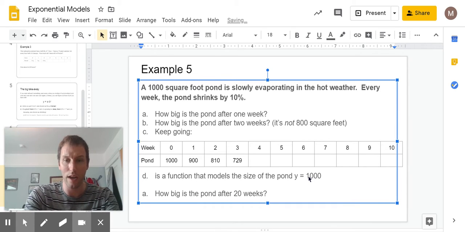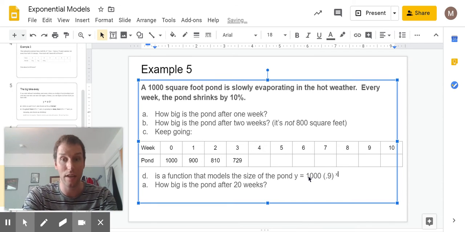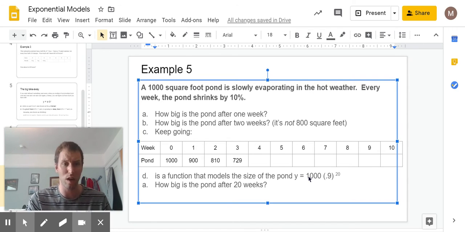times 0.9, the power of however many weeks have gone by. X in general, or 10 if I want to make it 10 weeks, or, well, what is it after 20 weeks? I mean, is it essentially gone after 20 weeks? That's almost half the year. I would expect it to be gone. 0.9 to the 20th times 1,000.